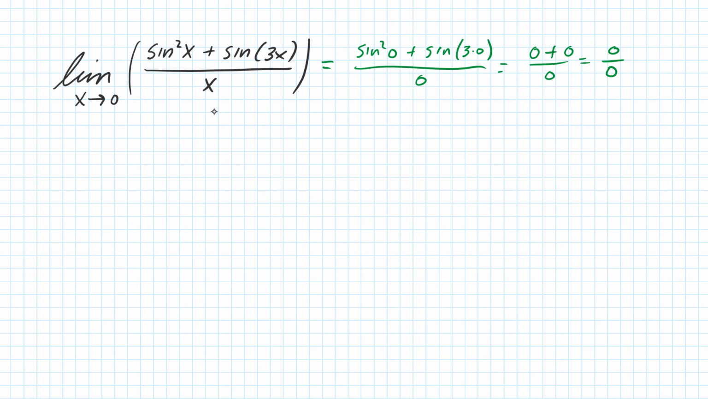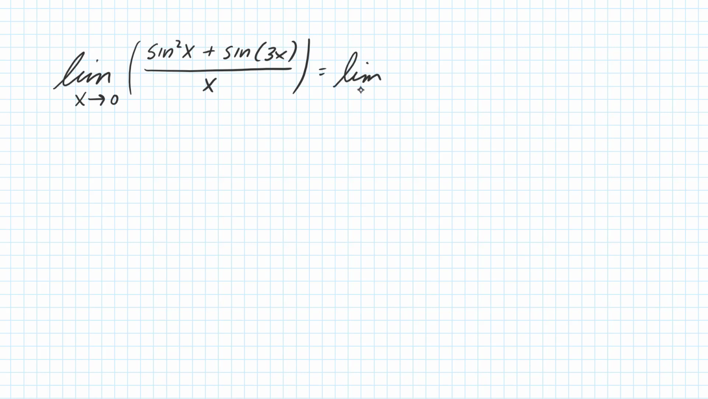So this is actually indeterminate. So we're going to have to do some simplification and see where we can go with that. Looks like x is a common denominator, so we could start there. All right, so I'll begin by writing this as the limit as x approaches 0 of sine squared x over x plus sine of 3x over x. Right, that x is a common denominator.